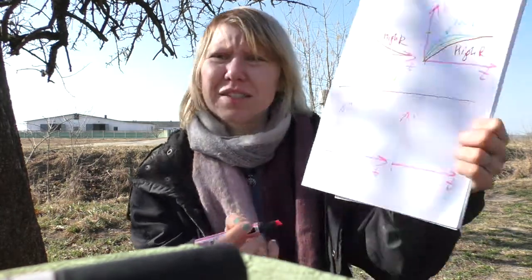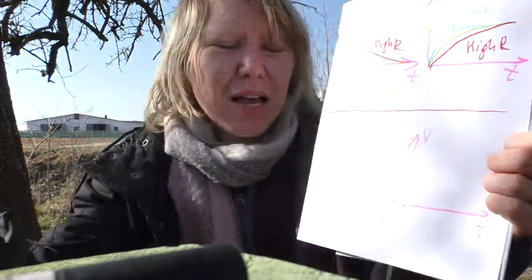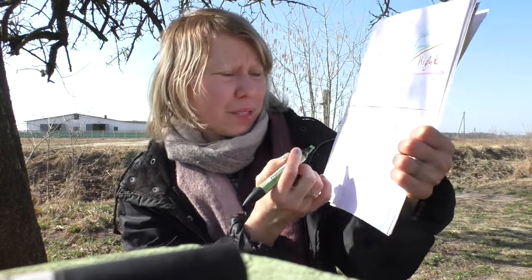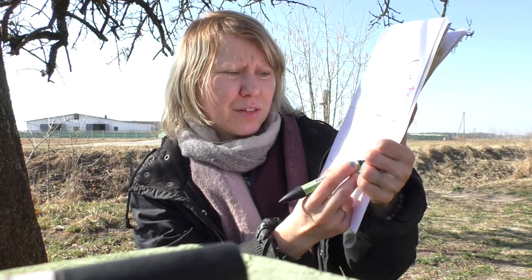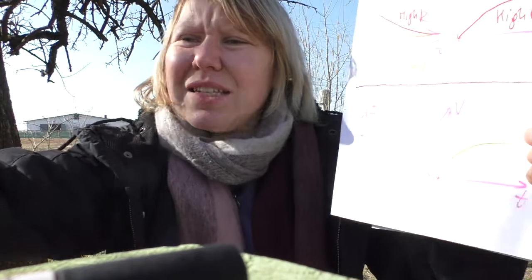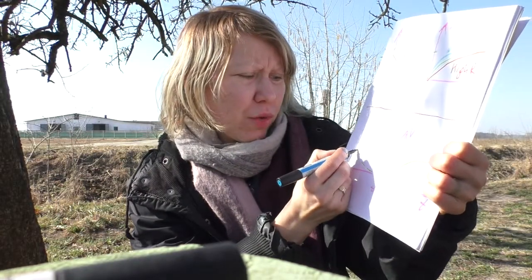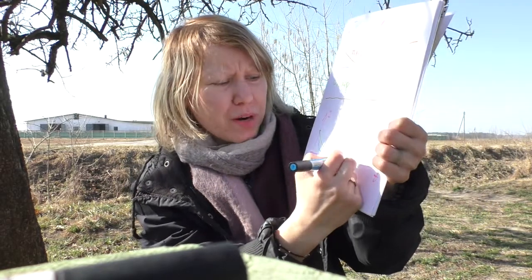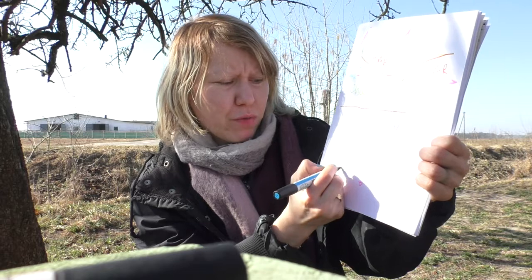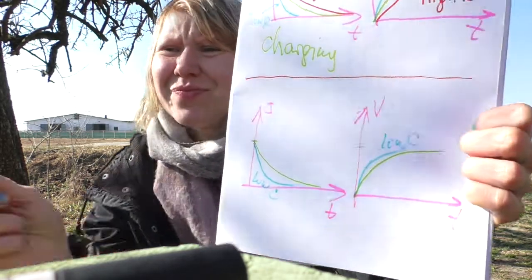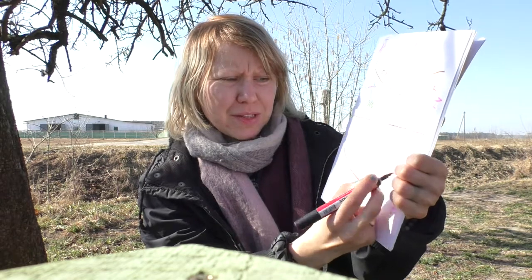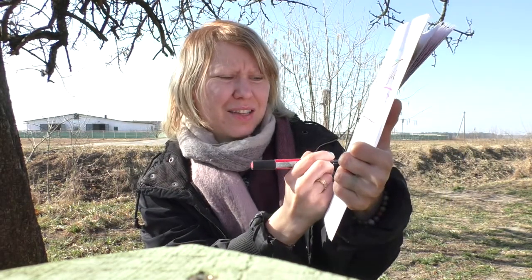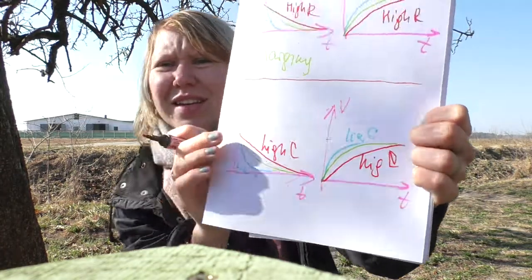So here is current, here is time, here is voltage, here is time. You can see that. So it will look very similar. We have, for example, a plot like this, initial current, and then we will have like this, so like this it will be a lower capacitance. So low C. And for this it will be higher capacitance, something like this. High C.